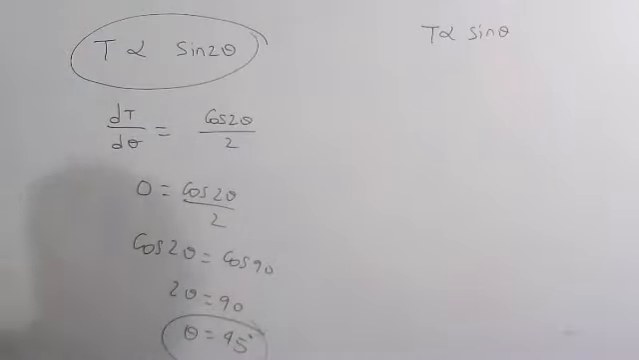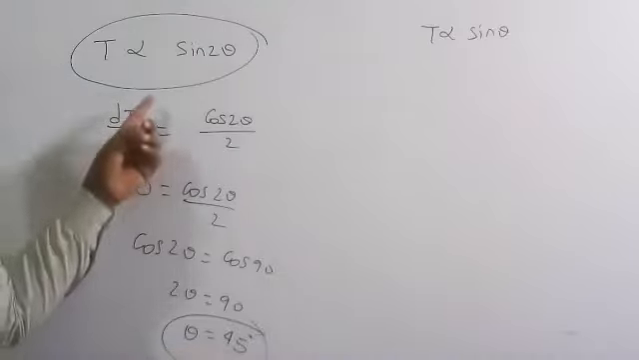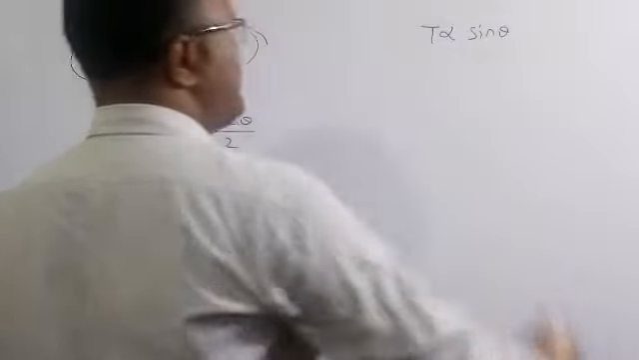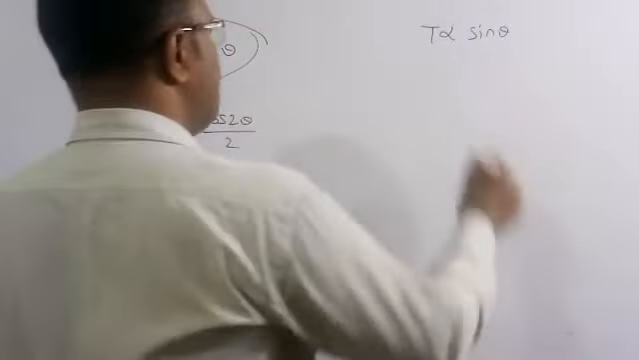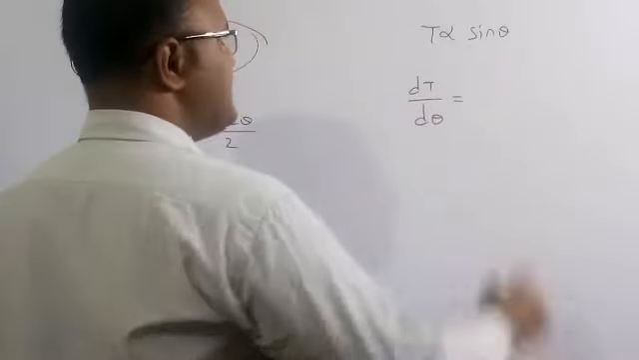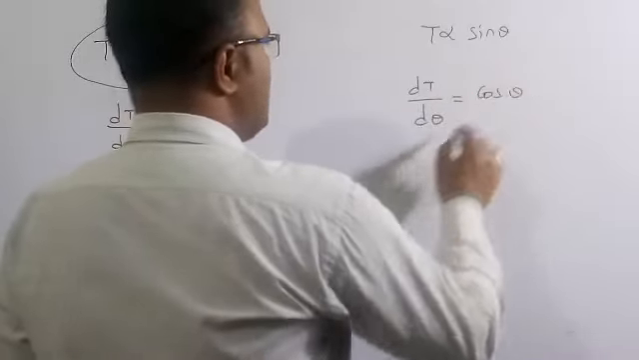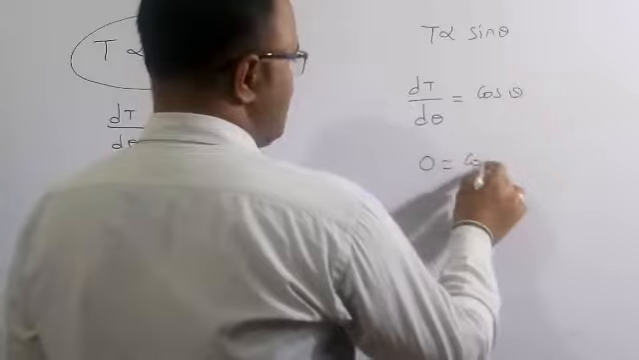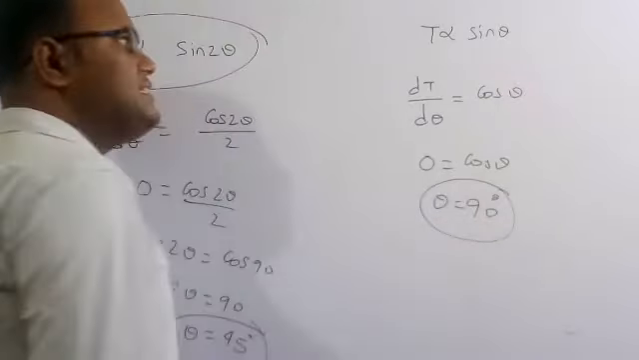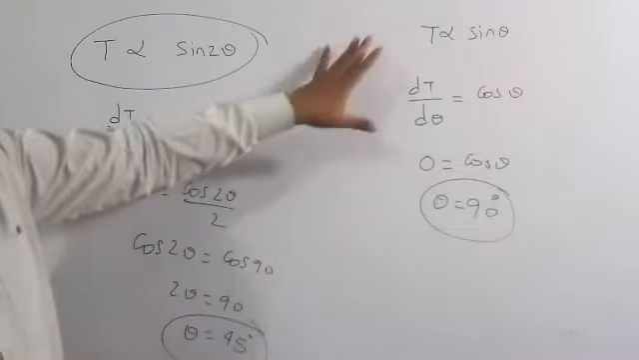For the salient pole, at a load angle of 45 electrical degrees, we get the maximum developed torque. But for a cylindrical pole, torque is directly proportional to sin theta. Here dT by d theta, differentiating sin, gives cos theta. It is maximum when theta is equal to 90 electrical degrees, so the cylindrical pole will have the maximum torque at 90 degrees.